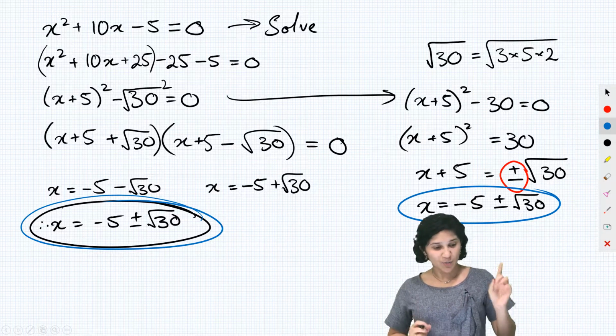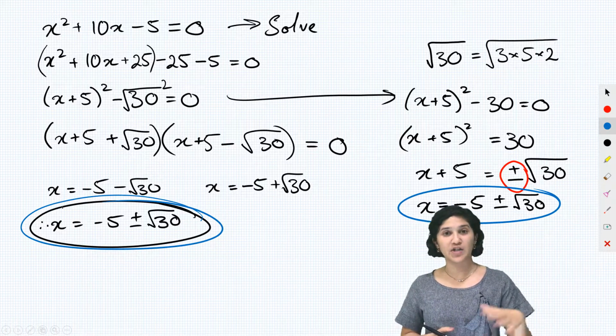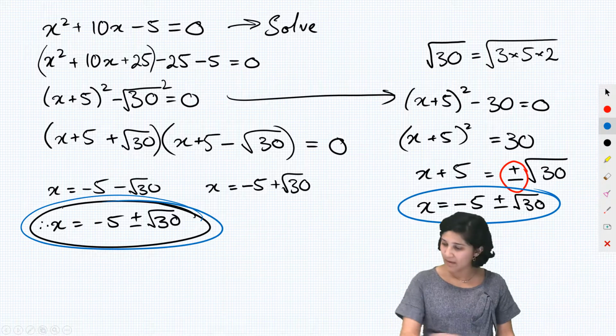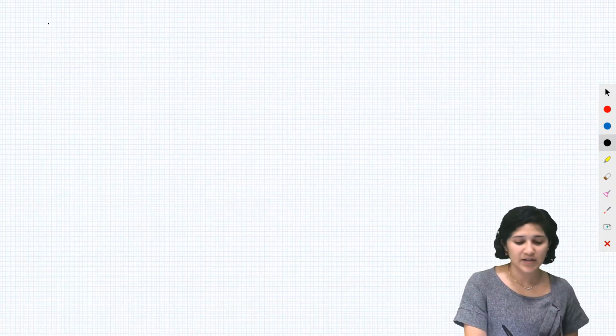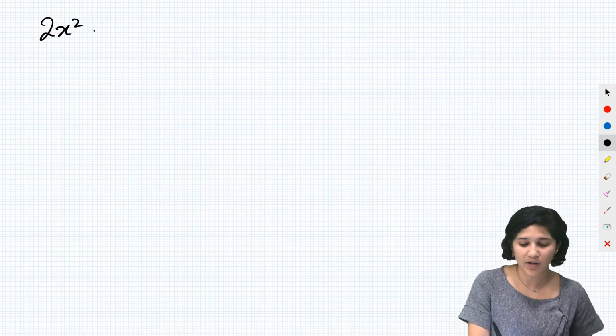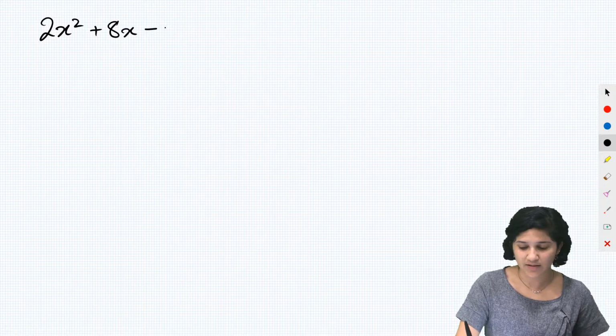I do need to show you one example with a non-monic quadratic. So far we've been doing it just with monic quadratics. So we'll go here. So let's try 2x squared plus 8x minus 3.